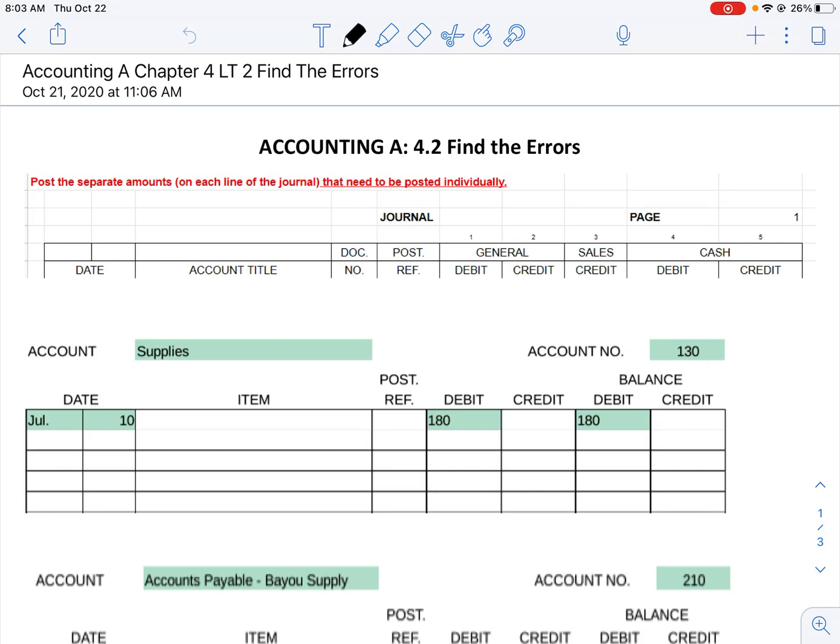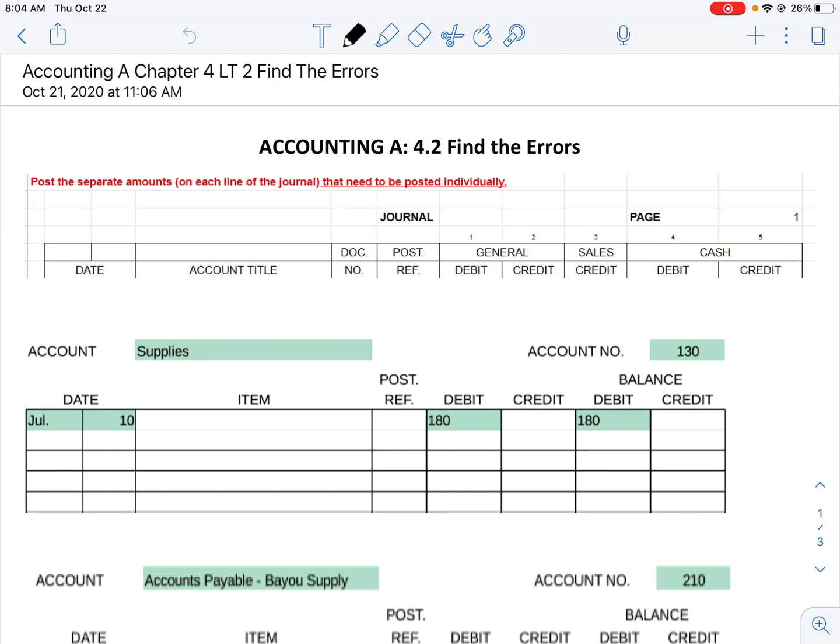Chapter 4.2, Find the Errors. We are going to go through the most common errors that I found students made when they submitted their assignments. Again, this will not give you the answers, but hopefully it will put you in the right direction. Okay, so here we go.